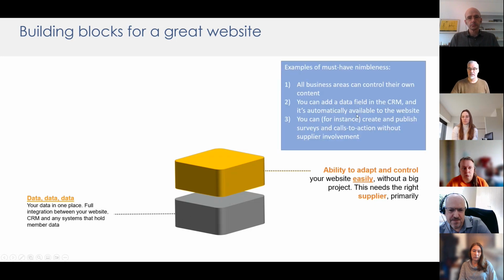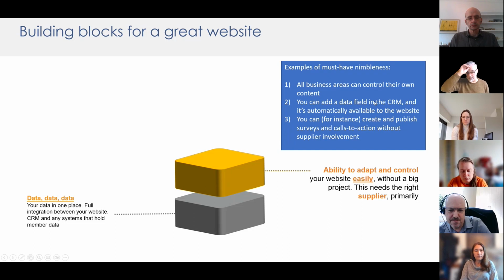So examples of nimbleness, well, I've covered number two, the data field, but the idea here is that you really should have control not only of content, but being able to create new pages, new landing pages, maybe even create new templates yourself, so you can create different structures on the menu bar, for instance. We talked about data fields. That is really important if you want to start to get much better self-profiling, self-tagging preferences from your member base, because that's great for then targeting content at them later.